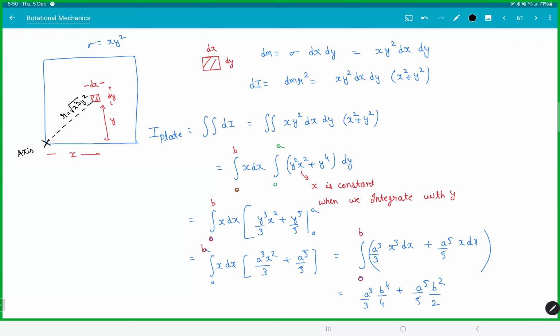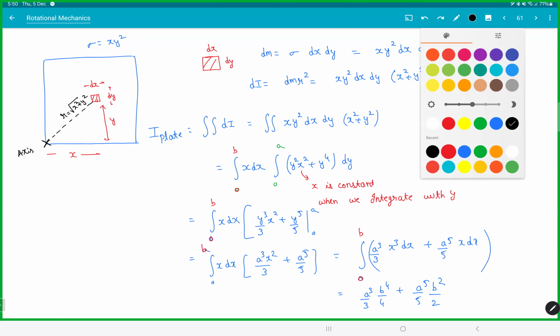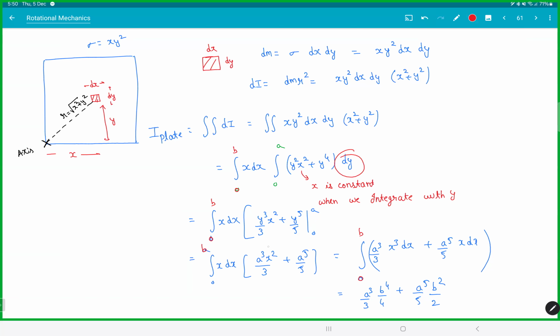Any doubts on this thing? How did we choose an element? What is r square? And when we are integrating, how are you integrating? When you integrate with dy, x is constant. So by doing this, you have eliminated y from here. Now x will integrate one step at a time. If x and y are dependent on each other, then we are dead. Then you need to give me the relation between them.